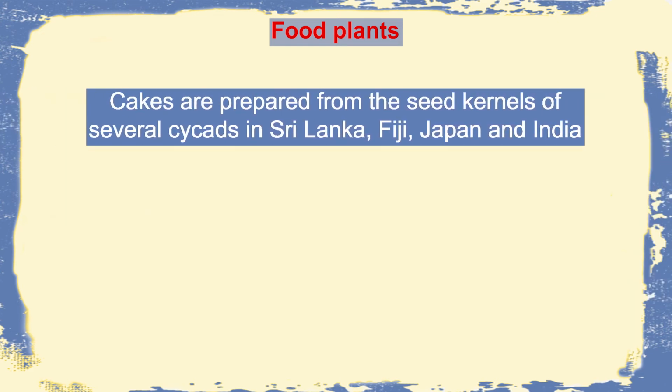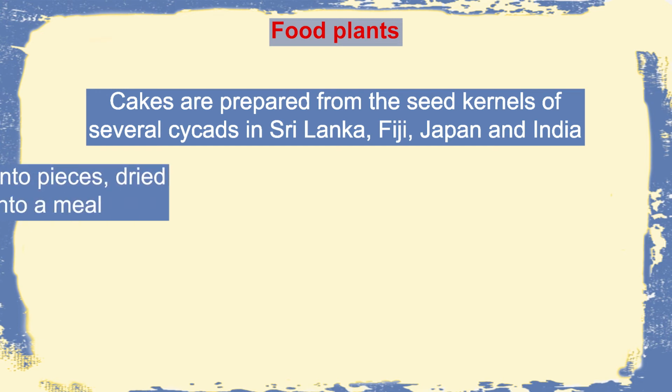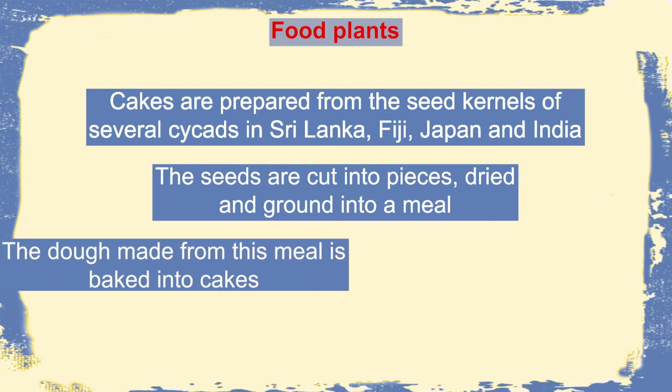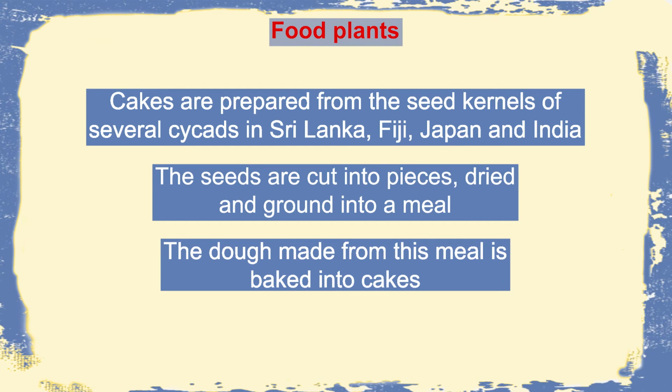The cakes can be prepared from seed kernel, and they are used as a food basically in Sri Lanka, Fiji, Japan and even in India. Sometimes the seeds are cut into pieces, dried and ground into a meal, and this particular meal is made into dough for cakes, which are common Cycas cakes.